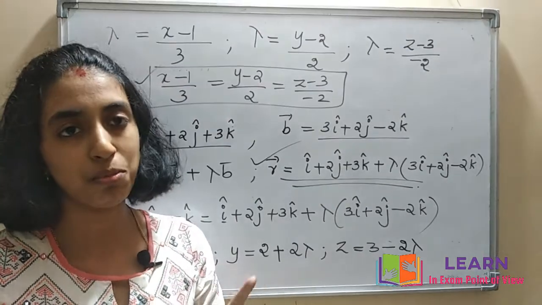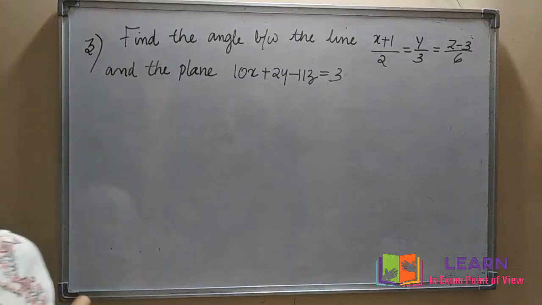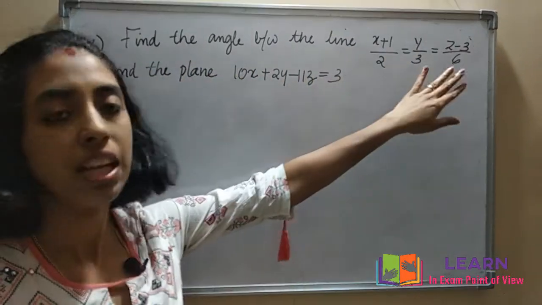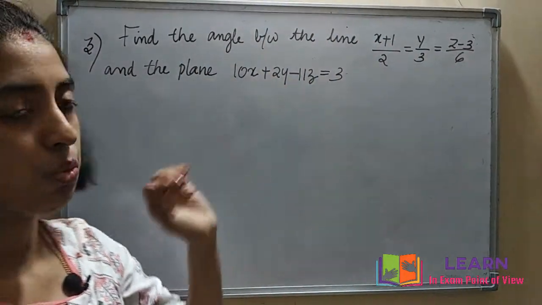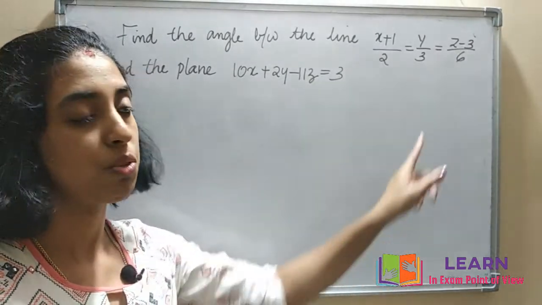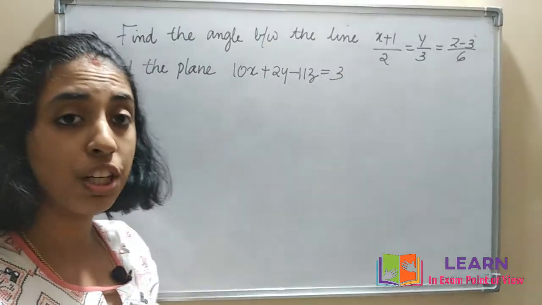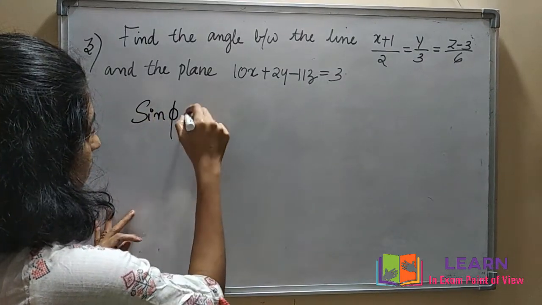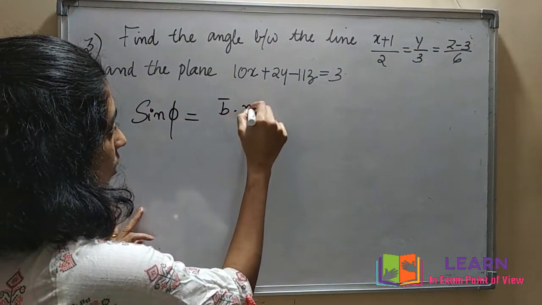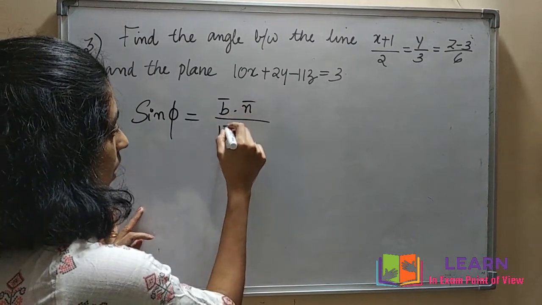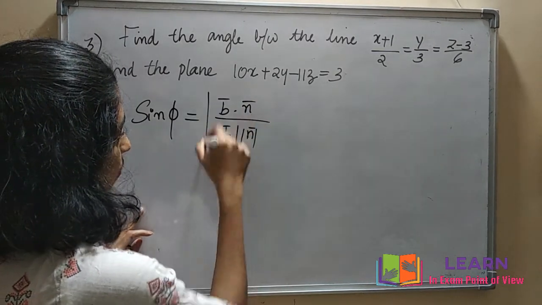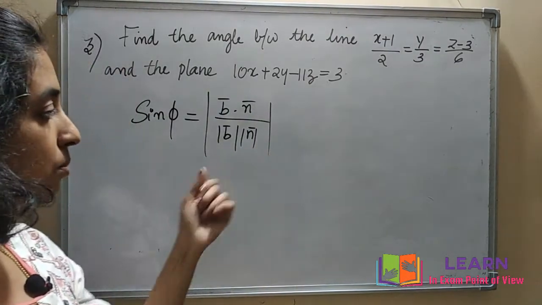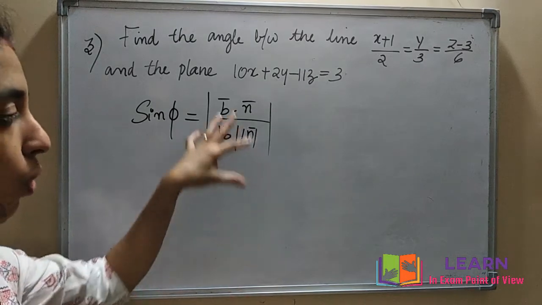Clear? So one more question we can check. So the last question. Here we have to find the angle between a line and a plane, whose equations are given. The formula you have to study: sin phi is equal to b dot n by mod b mod n. And finally you take the whole modulus. It will be a positive value. So take the modulus at last for the whole thing.